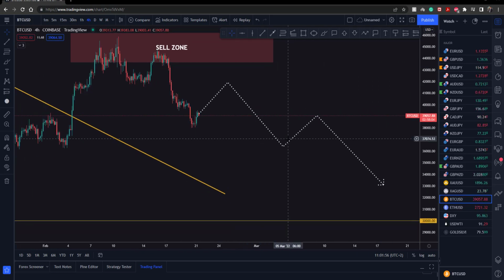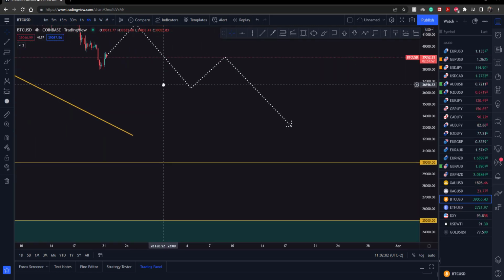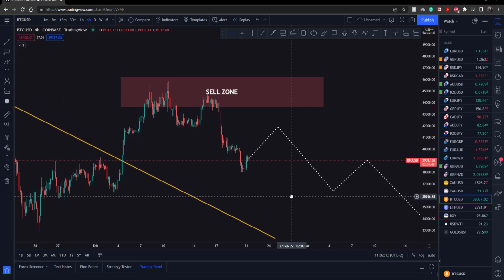Now, if you've been following us on TradingView, or if you have been a member in our free Telegram, you know that my targets are down to 30k first, and then I'm expecting price to finally reach 25k. Okay, I know that sounds too low, but not long ago people said that price is not even going to reach 40k, and we're currently trading around 39k.